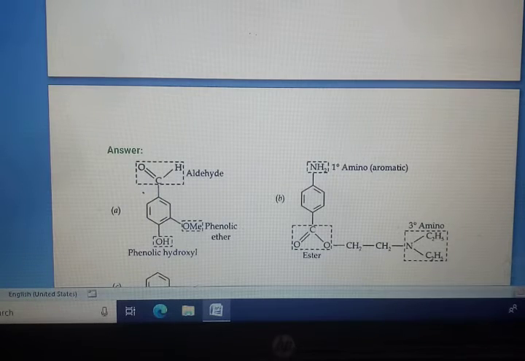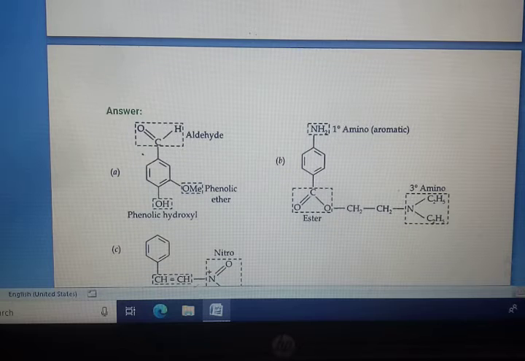You know, ROR is called ether. On the R side benzene is attached and on this side methyl is attached. So ROR, you can say, is a phenolic ether. Second one, you can see here NH2 is a primary amine, right? And in RCOOR, on one side benzene is attached and on the other side an ethyl group is attached.